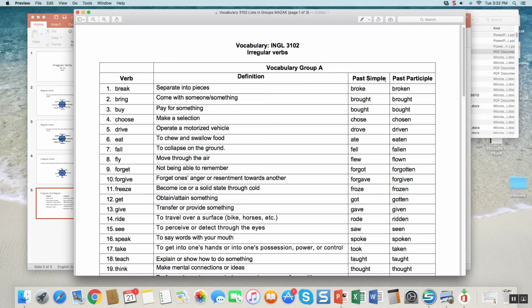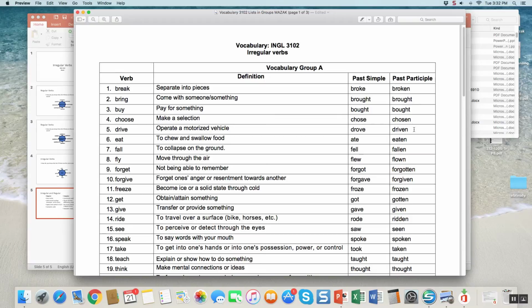Remember, this semester we're focusing on past participles, but you also need to know the past simple form. So let's take a look at some of these. So we have the verb break. The past simple is broke. The past participle is broken. We have bring, brought, brought. Buy, bought, bought. Choose, chose, chosen.